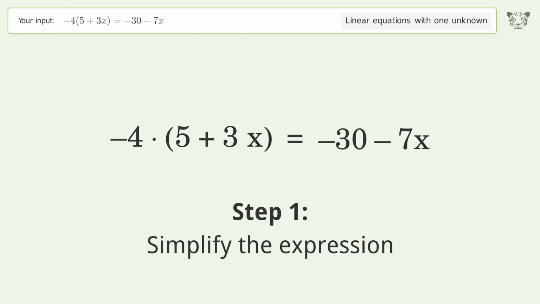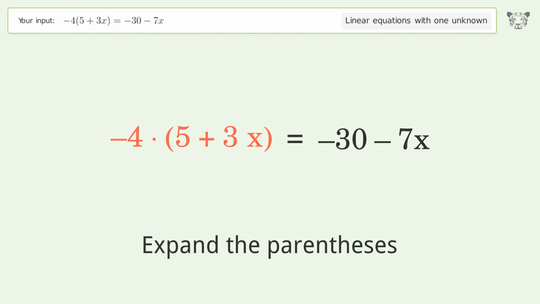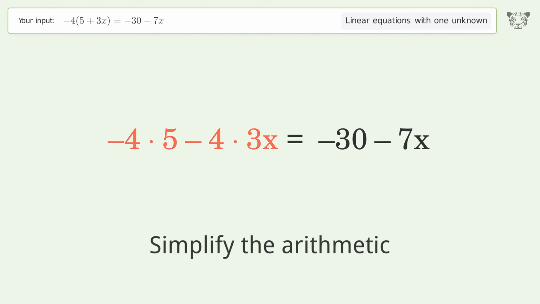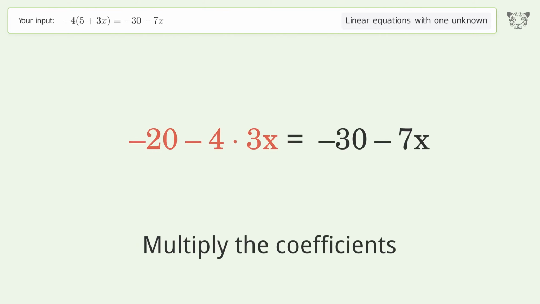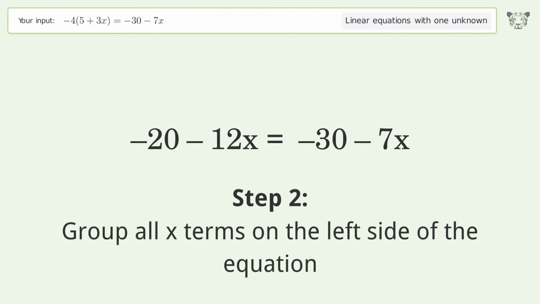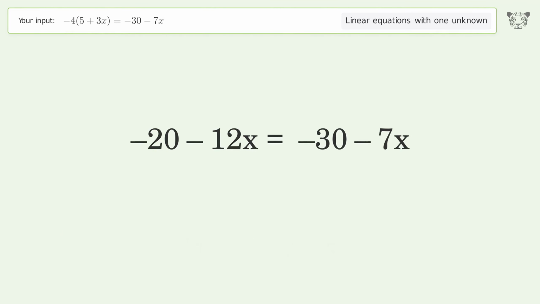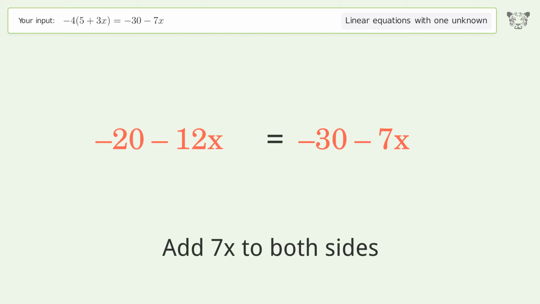Simplify the expression. Expand the parentheses. Simplify the arithmetic. Multiply the coefficients. Group all x terms on the left side of the equation. Add 7x to both sides.